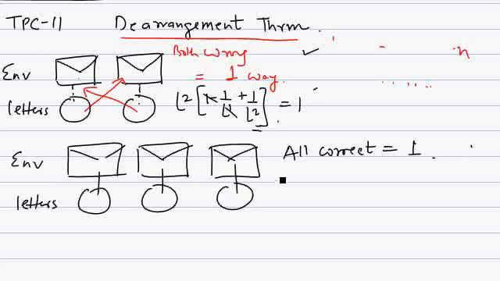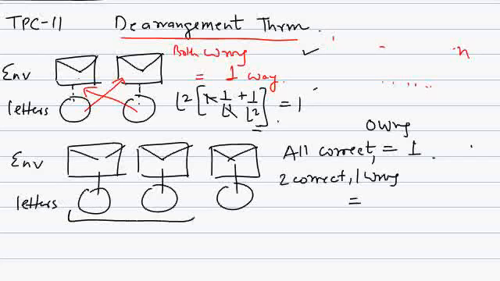Now let's reduce to 2 correct and 1 wrong. So all correct means 0 wrong. 2 correct, 1 wrong: suppose these two letters are placed in their corresponding envelopes and this one goes wrong, not possible. How is this possible? Because if two letters are placed in their corresponding envelopes, one letter cannot be placed in the wrong envelope because the only leftover envelope is the corresponding envelope. So it has to go right, right?